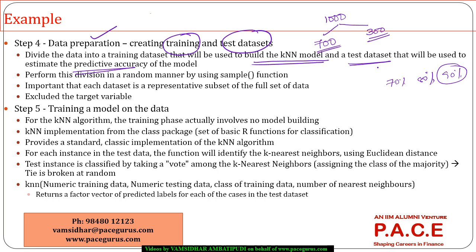Whereas if it is much poorer, then I cannot use this model for estimating or predicting the default behavior of the new application. So I have to perform this division in a very random manner.